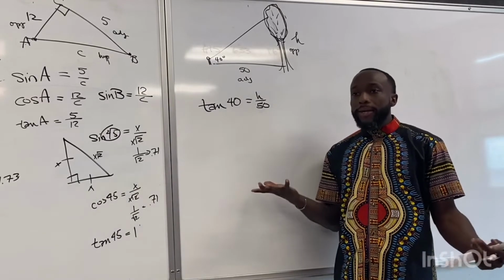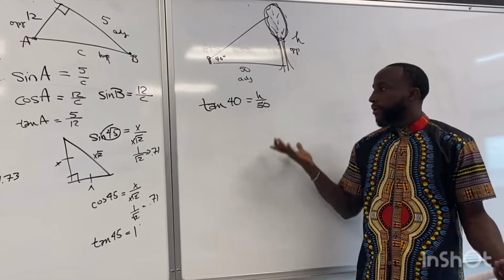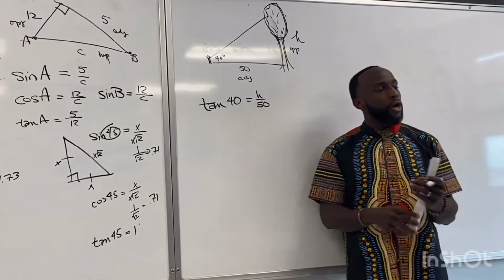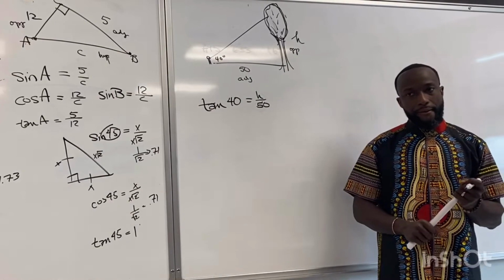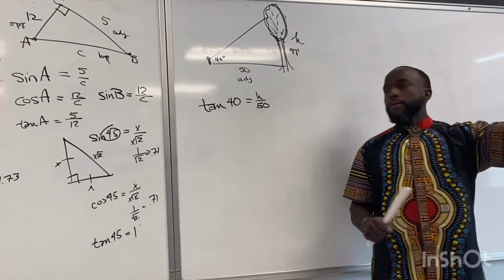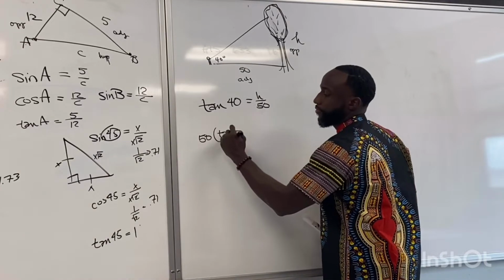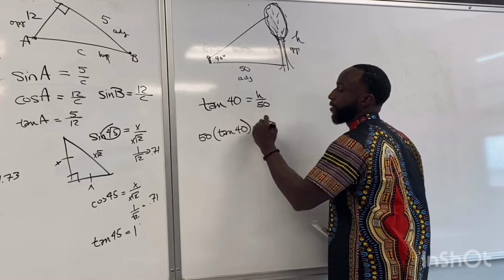Now we're gonna go all the way back to algebra, right? But you're gonna love it today. Solve for h. What would you do to solve for h? Cross multiply. Multiply both sides by 50. So you're gonna have 50 times tangent 40. Right? That's going to equal h.